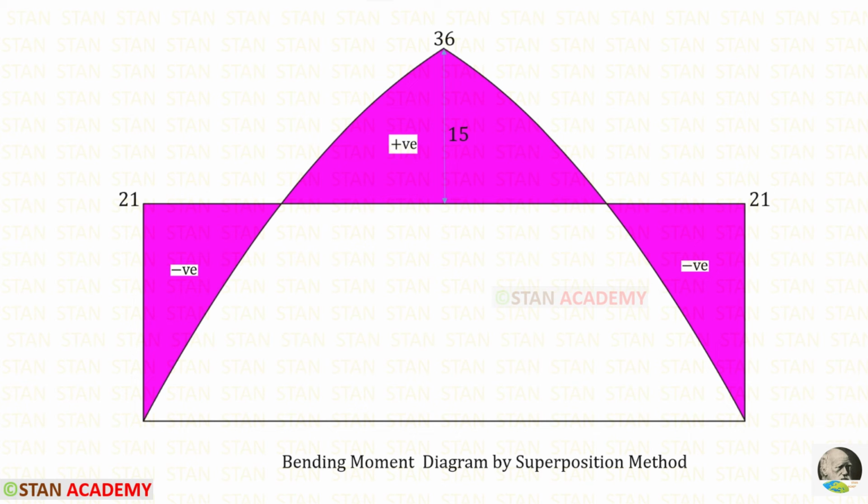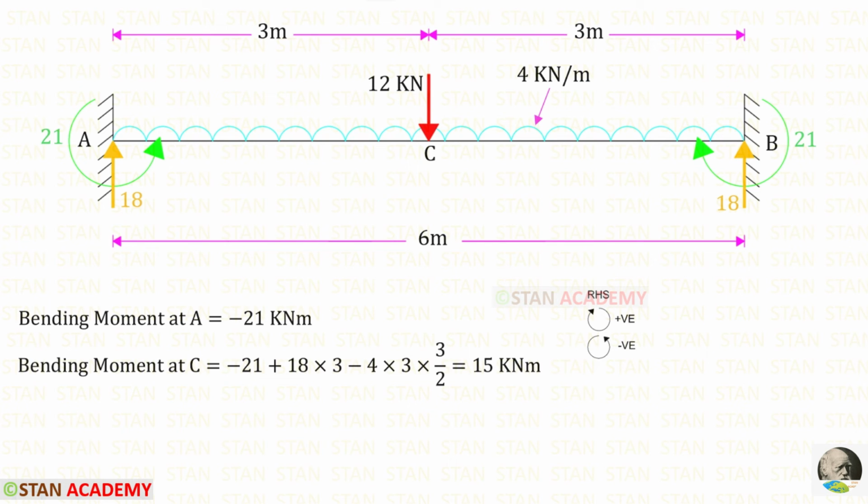Alternatively, we can draw the bending moment diagram by calculating the bending moment at all of the points. You can follow any one of the methods, whichever is easier. In this beam, we have symmetrical loading, so we can easily draw the diagram. We have to find the bending moments at all of the points A, C, and B. To find the moments at points A and C, we can use the right hand side rule. Clockwise will be positive and anti-clockwise will be negative.